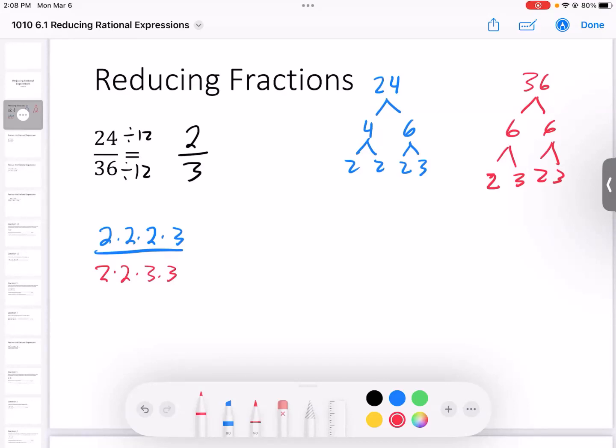So one way you could reduce this fraction is you could divide and cancel out the common factors. So 2 divided by 2 equals 1. 2 divided by 2 equals 1. 3 divided by 3 equals 1. And the factors that are left over are the reduced version of that fraction. So both methods work when you're reducing fractions. This is the method that's going to make it easier to reduce polynomial fractions. So what we're going to do with our polynomials is we'll get them into factored form, and then we'll cancel out the factors that are in common.